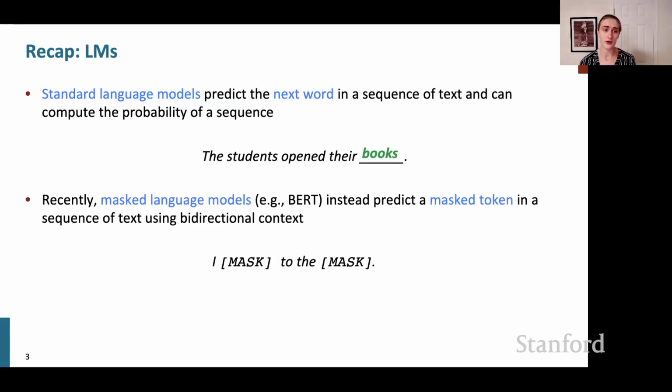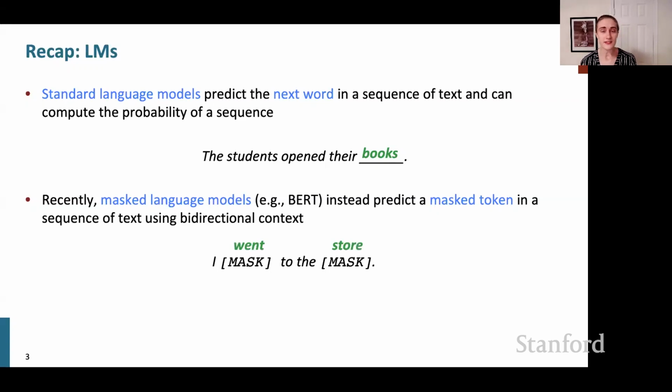A couple of lectures ago, John also introduced the notion of masked language models. And instead of predicting the next word in a sequence of text, the task is to predict the mask token. And this is done using bidirectional context. So you may remember the example, "I [MASK] the [MASK]," and the goal of the masked language model is to predict the most likely token for each of the masked out words. So maybe "I went to the store."